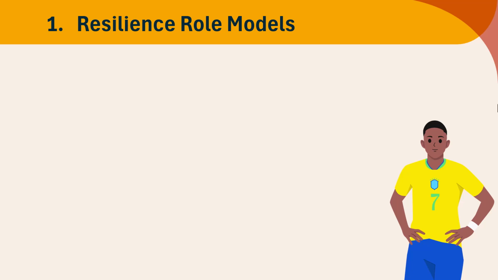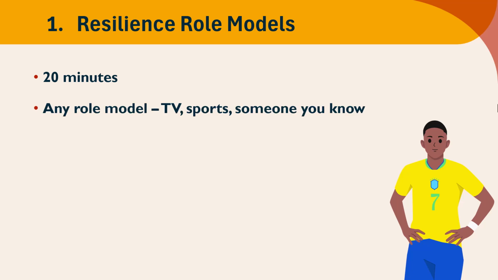Activity number 1, resilience role models. So you could allow 20 minutes for this, but as always, if you want to adapt it into a 15 or 25 minute activity, you can easily do that. And what you want participants to do is think of a role model, somebody they really look up to, that they admire. Specifically, it has to be somebody that they think is very resilient, very strong and very resilient. So it could be somebody from TV that they've seen on TV or movies, or a sports star, someone they know, someone such as a teacher or family member, somebody they work with, a manager at work. It's up to them, of course.